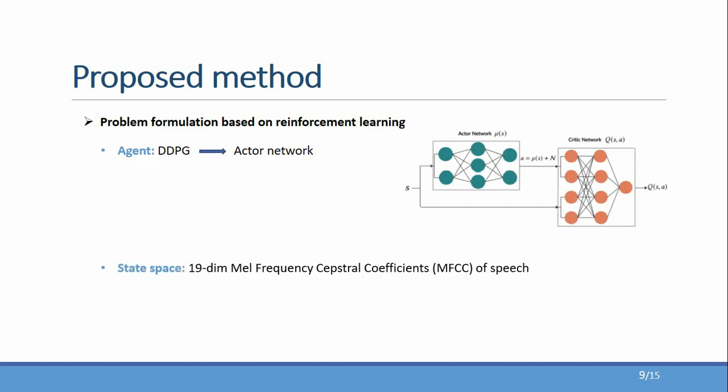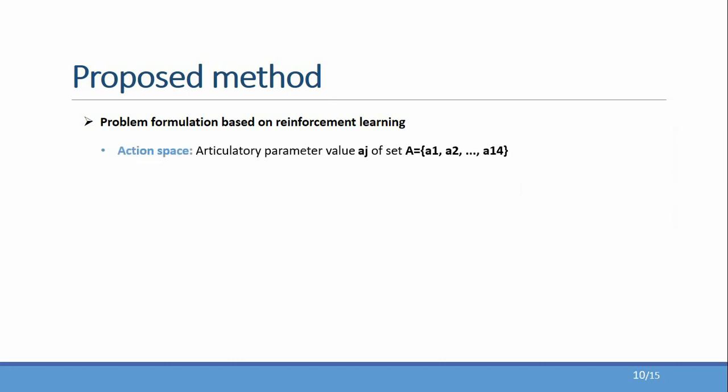The state space is the 19-dimensional mel-frequency cepstral coefficients, or MFCC, of a speech. The other concept is the action space. Articulatory parameter values are our action space. For synthesizing a speech with the Vocal Tract Lab, 14 articulatory parameters need to be adjusted for a specific speaker.